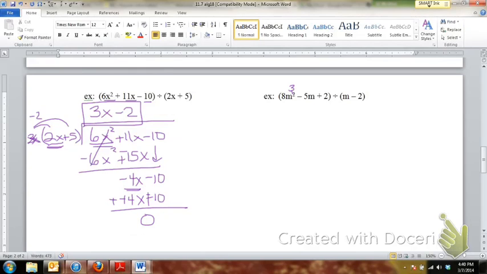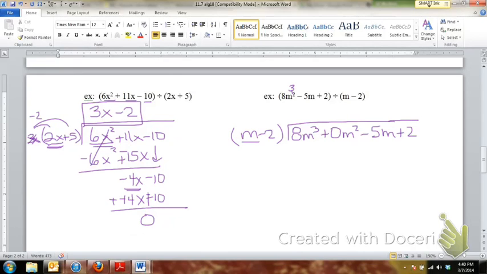Okay, now let's try one that's harder, that has a power missing. So, 8m to the third. Now, after m to the third should come an m squared, which I don't have, so I'm going to put a 0m squared in its place. Minus 5m plus 2. Okay, m minus 2 on the outside. The reason I have to put the 0 in is because once I go to line up my terms underneath, things won't match up with the right powers, and it'll just get not very pretty.